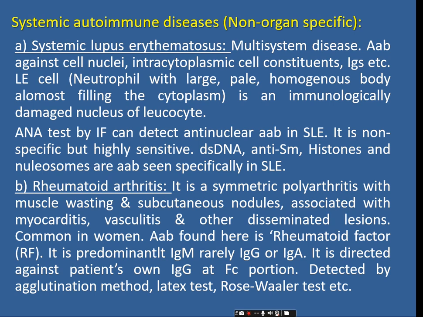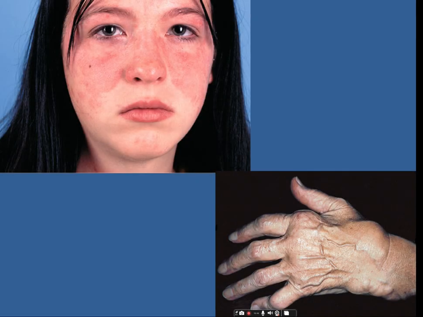So what will happen here? Joint pain will be there, we say polyarthritis. Muscle wasting will be there, and you have swelling of the joints. So you can see the picture here, right? Swelling of the joints, we call it rheumatoid arthritis.